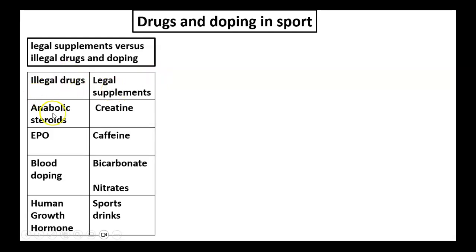So I'll put in here illegal drugs. You might have heard some of these. We've got anabolic steroids, EPO, blood doping, human growth hormone. These are examples of illegal performance-enhancing drugs. Now from here, you can just make a note of these at the moment, and we'll cover them in more detail when we go on to paper 1.